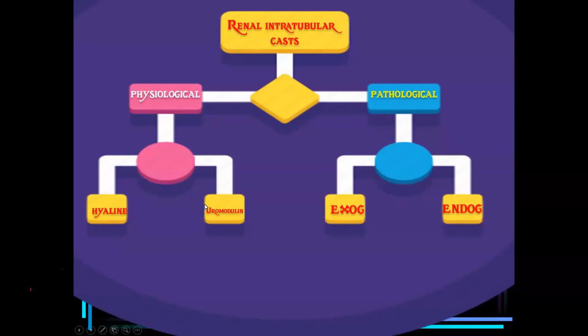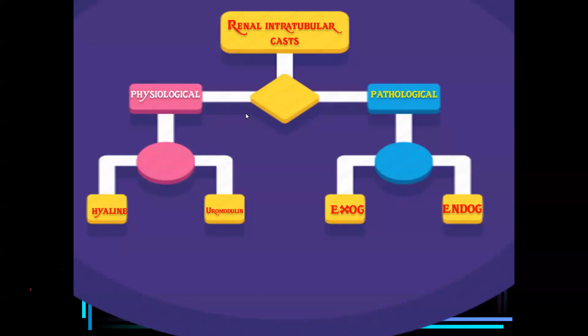Uromodulin cast means that the cast present in the lumen of the renal tubule is formed only of this Tamm-Horsfall protein or uromodulin, which is a secretory product from the ascending limb of the loop of Henle and the beginning of the distal tubule. And the hyaline cast includes the uromodulin in addition to some other condensed protein. Both conditions may be encountered in physiological situations without having any underlying renal disorder.